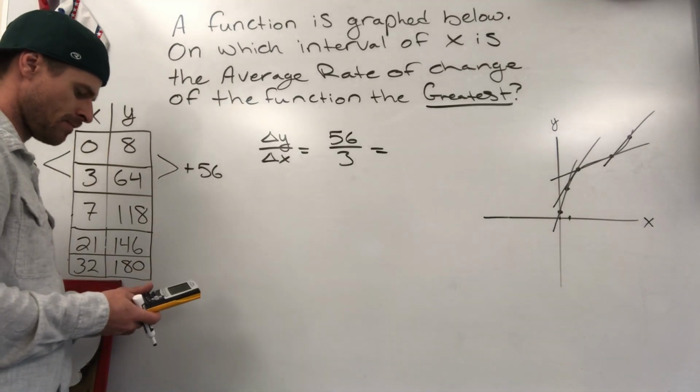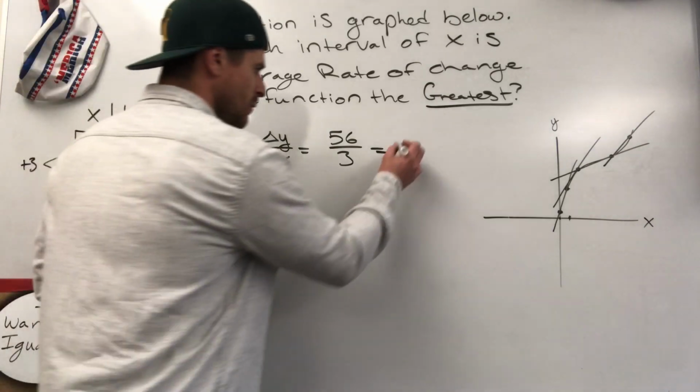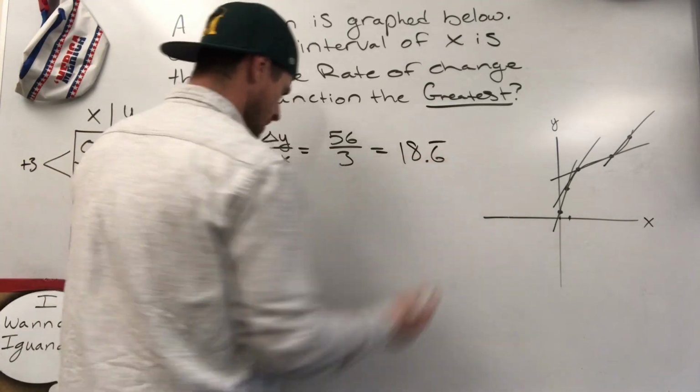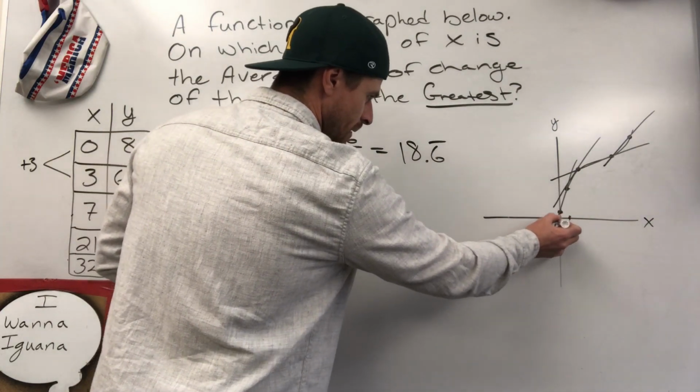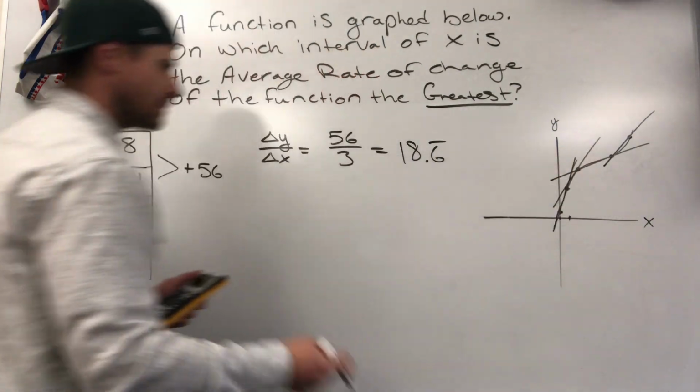So 56 divided by 3. That's going to leave me with 18.6 repeating. Okay, that's a pretty steep line. That'd be that first section like we talked about, right? Very, very steep line right there at the beginning.